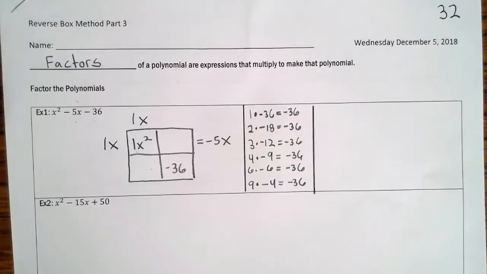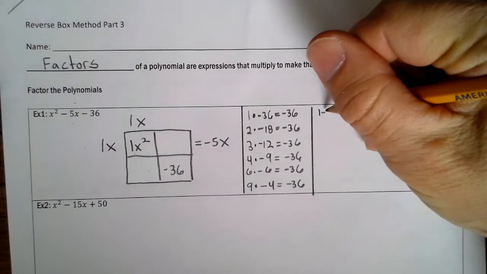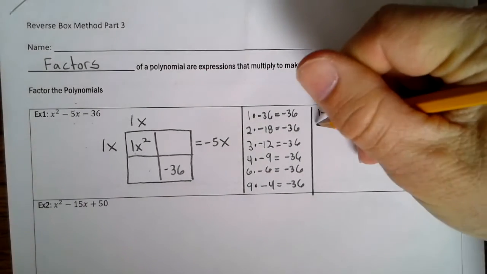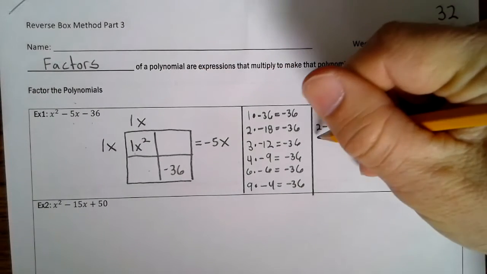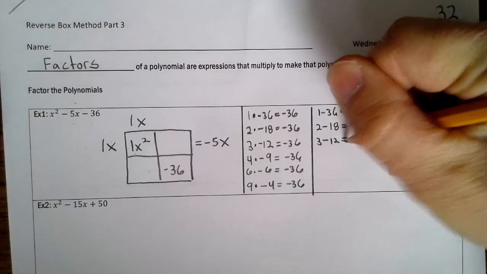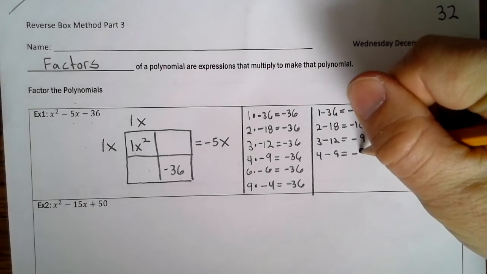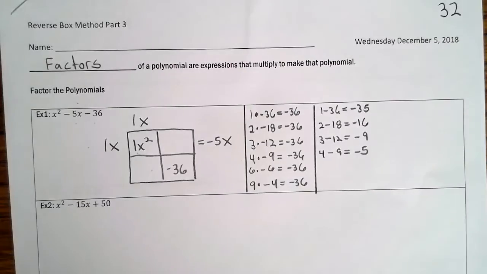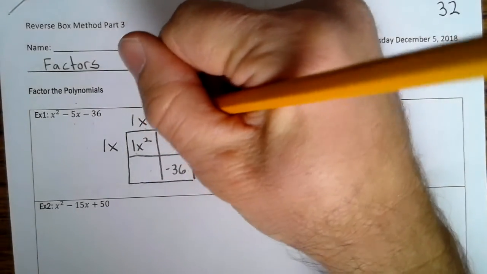So now we're going to combine to find negative 5. So 1 minus 36 is negative 35. 2 minus 18 is negative 16. 3 minus 12 is negative 9. 4 minus 9 is negative 5. That works. So this is our combination. So x plus 4, x minus 9.